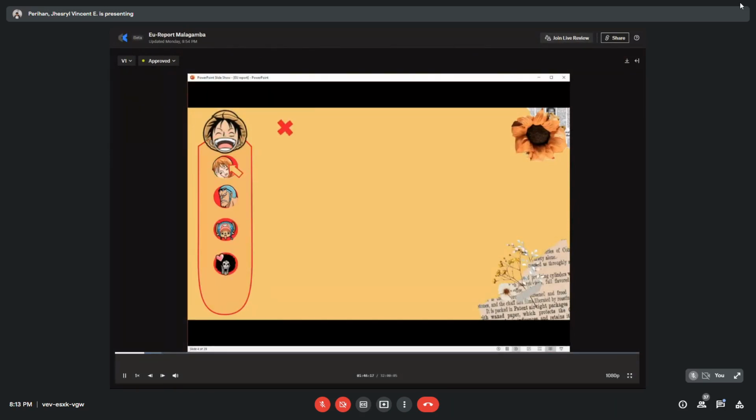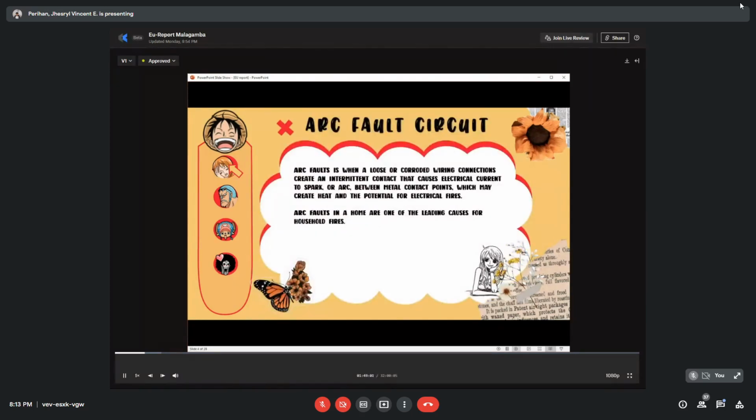So first, let's talk about the arc fault circuit. So when we say arc fault circuit, it is when a loose or corroded wiring connection creates an intermittent contact that causes electrical current to spark or arc between metal contact points, which may create heat and the potential for electrical fires. So arc fault circuit may be a precursor to a short circuit or ground fault, but ang kalahian sa arc fault kay is either dili mag-shutdown ang GFCI or ang circuit breaker.